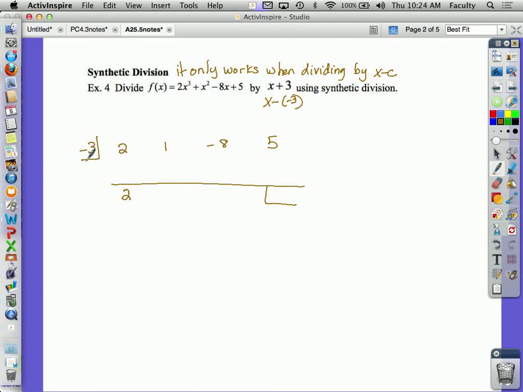Then you multiply. Negative 3 times 2 is negative 6. Add the column. Negative 3 times negative 5 is 15. Add the column. Negative 3 times 7 is negative 21. Add the column. Now, to write the answer, you took an x cubed divided by an x to the first. X cubed divided by x to the first is an x squared. So this is 2x squared minus 5x plus 7. And you're always going to add the remainder divided by the divisor.